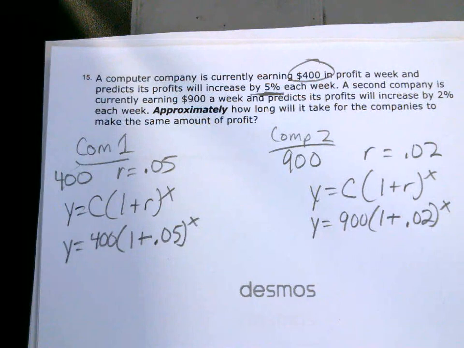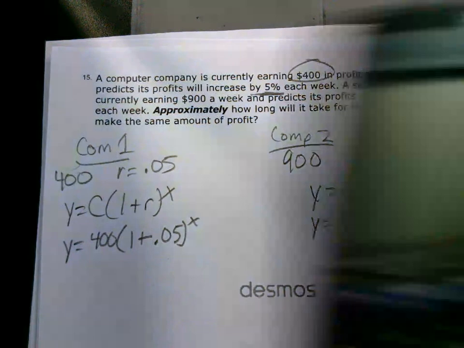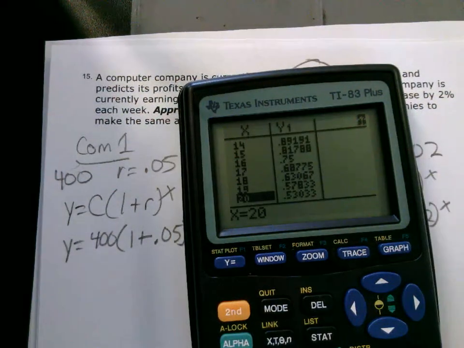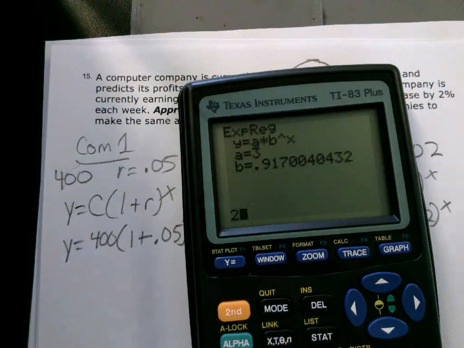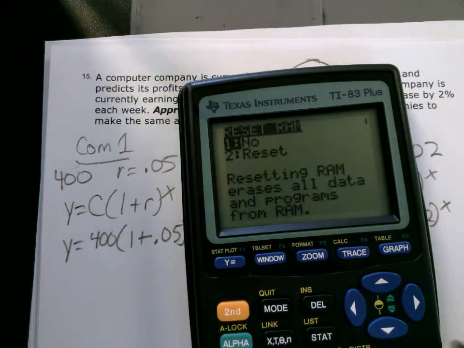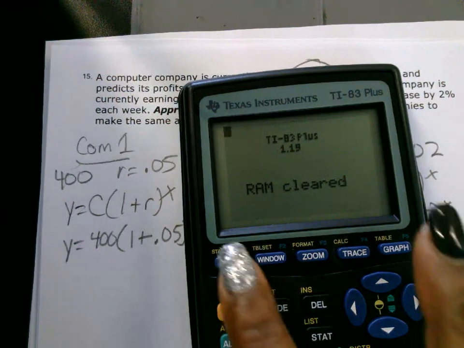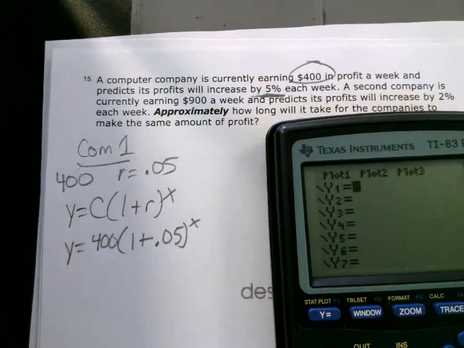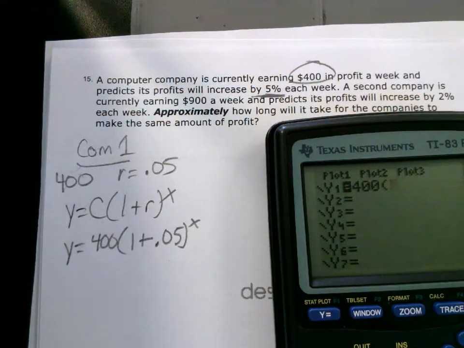So they want to know how long will it take for them to be the same amount. So we're going to type them both in our calculator and see when the y values are the same. To type in an equation, I'm going to clear my calculator, because I got that other stuff in there. Second plus 712 instead of just deleting everything. So now I'm going to go to y equals, and type in both equations. This first equation is 400 parentheses 1 plus 0.05 caret key x.